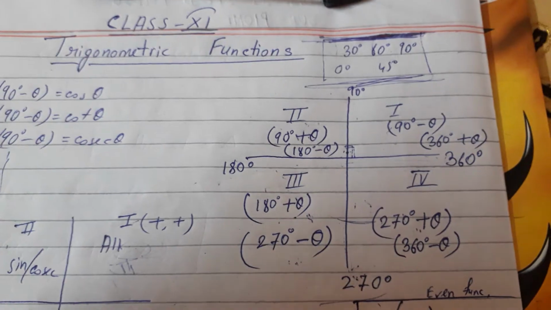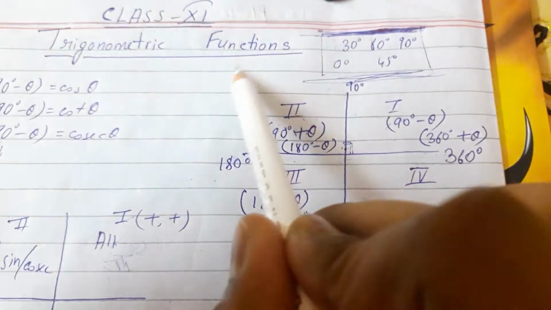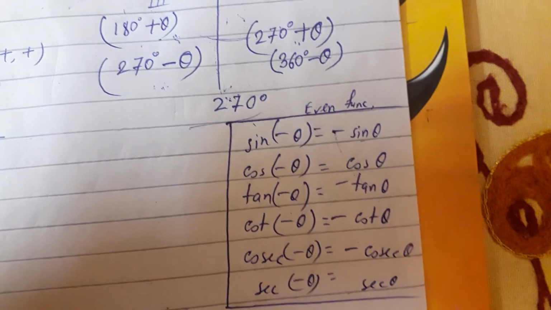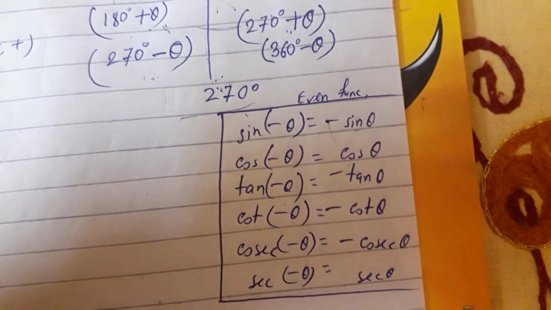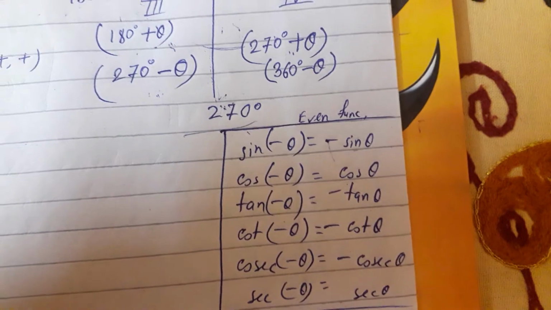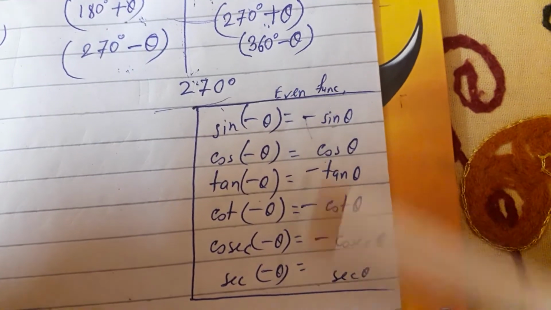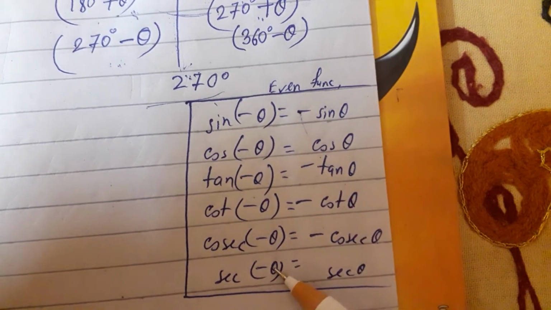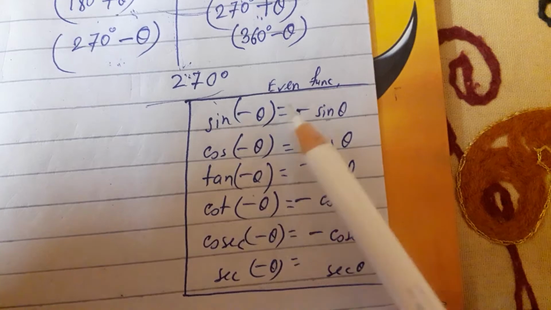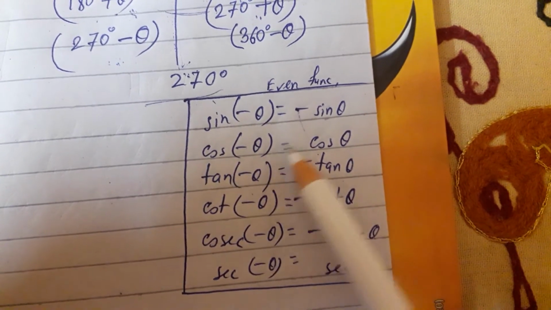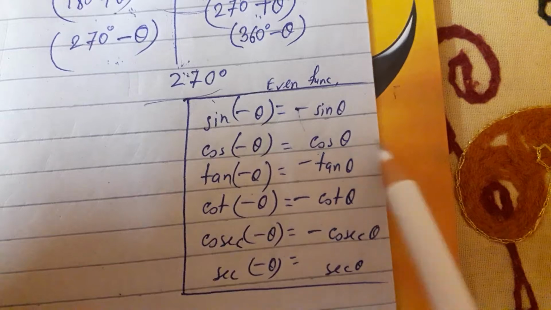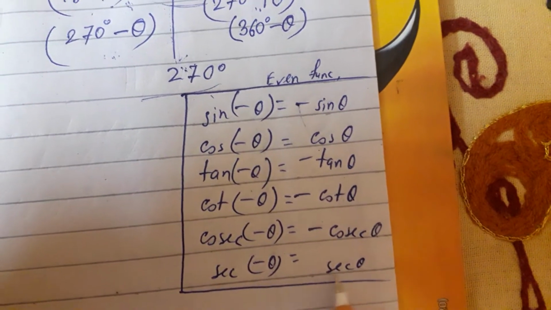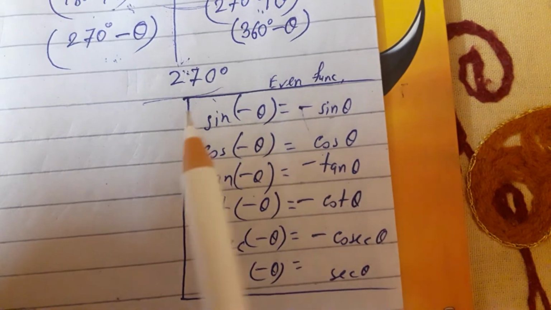Okay, now see, the name of the chapter is trigonometric functions. I think when you know about the function, then it will be more clear to you. But for this time you learn that these are even functions. Only cos minus theta and sec minus theta, the reciprocal of cos, will be positive. If cos minus theta is given, then this will be cos theta. Similarly, sec minus theta will be sec theta.